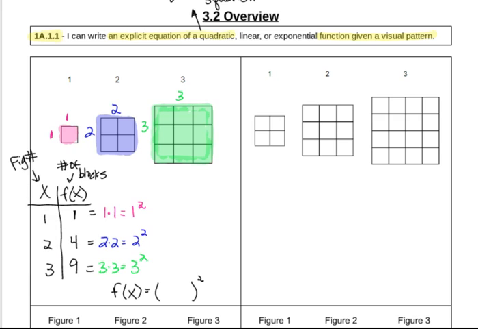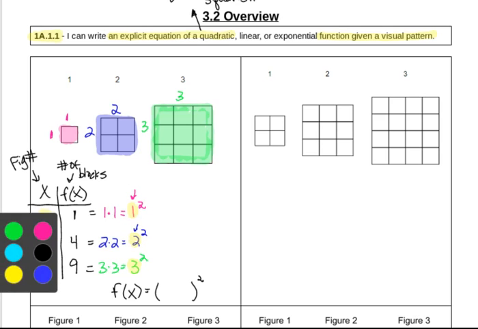From here, we want to look at how the figure number, so 1, 2, and 3, how are those numbers related to what's being squared? So we start with 1 squared, go to 2 squared, go to 3 squared. Well, in figure 1, I did 1 squared. In figure 2, I did 2 squared. And in figure 3, I did 3 squared.